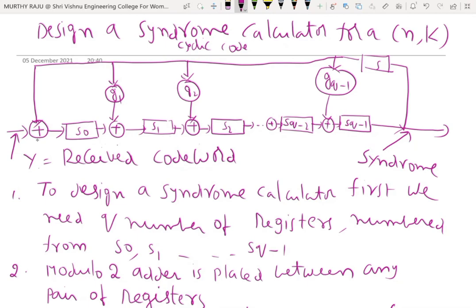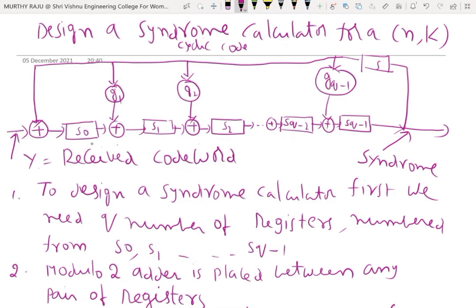One more important point here is that an extra modulo 2 adder is included in front of the first register. Connections of the shift registers, gates, and modulo 2 adders are as shown in the figure. The syndrome is collected at the output point. The received code word is applied here. The switch is also included in the circuit. The switch is closed initially, so the output of the last register, SQ minus 1, is connected to gates.